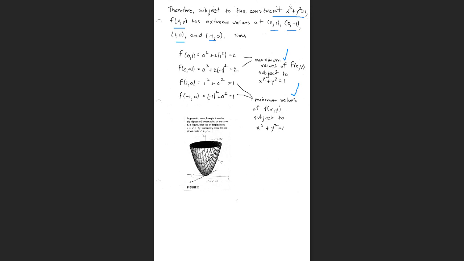Okay, so based on these 4 coordinates, it turns out that subject to the constraint that x squared plus y squared equals 1, the function has a maximum value of 2 at (0, 1) and (0, -1), and the function has minimum values at the coordinates (1, 0) and (-1, 0).